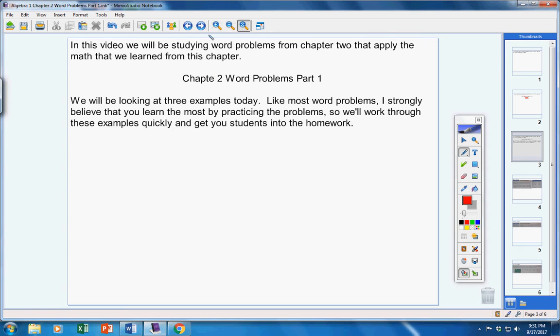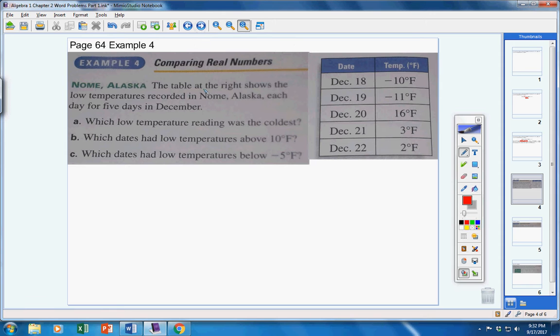Now, we're going to be looking at 3 examples today. Like most word problems, I strongly believe that you learn the most by practicing the problems. So we're going to work through these examples pretty quickly and get you students into the homework, okay? And the 3 examples we're going to look at are pretty simple today. Okay, so here we go.